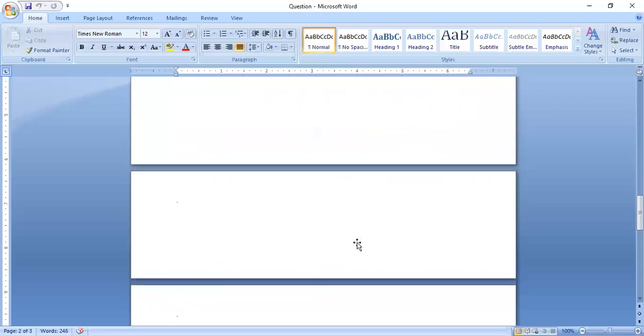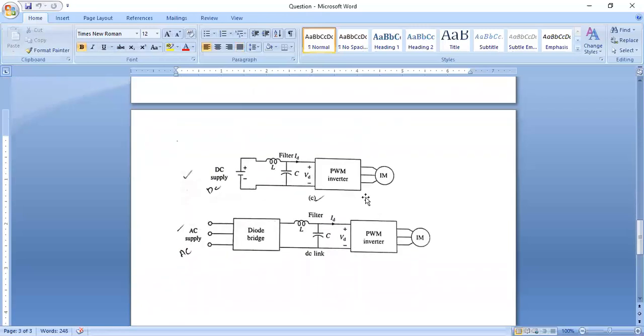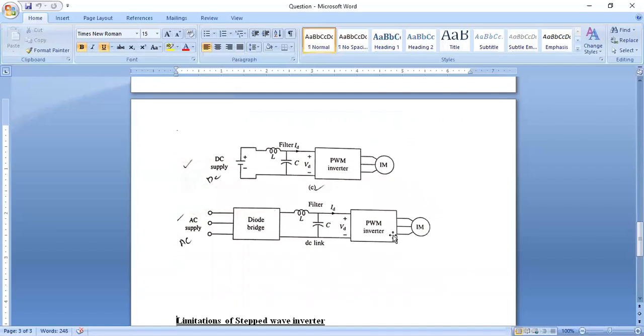Similarly, if it is a PWM inverter, it is the same again. If the supply is DC or AC, we have to convert it and give it to the inverter. That is the important thing. The only difference is that they have explained different methods with different supplies and diagrams.